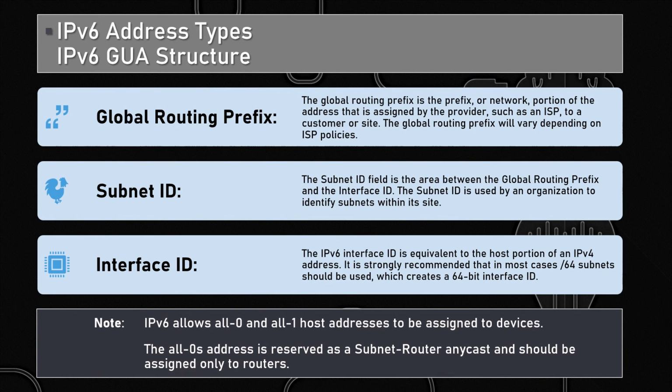The global routing prefix in the GUA is the network portion that was assigned by a provider, such as an ISP. The ISP gets their information from a regional internet registry, or RIR, and then we have the ICANN and IANA subsidiary in order to run that together. So it is a hierarchy, just as it is for IPv4, and depending on ISP policies, your global routing prefix may vary.